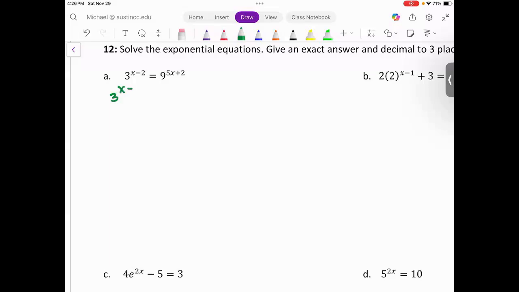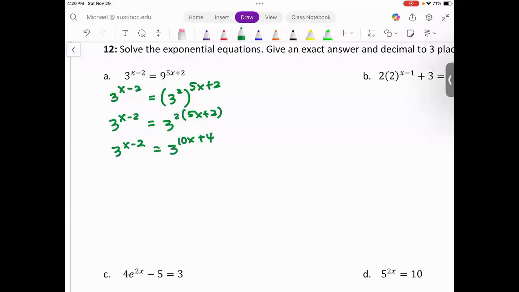So on one side, we'll have 3 to the x minus 2, and then we're going to have 3 squared raised to the 5x plus 2. We can simplify that right-hand side. It's going to be 2 times 5x plus 2. Make sure to put the rest of the exponent in parentheses, so we distribute that 2 throughout the entire exponent. So we get 3 to the x minus 2 equals 3 to the 10x plus 4.